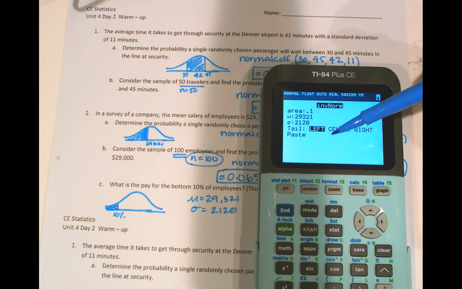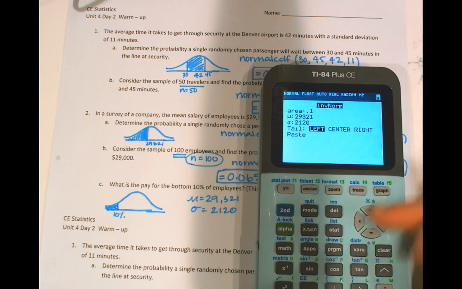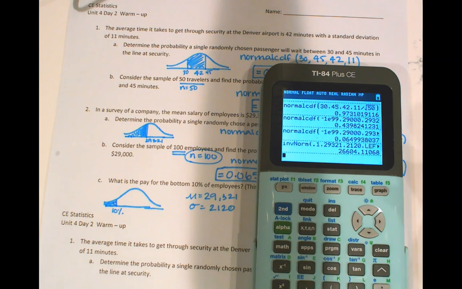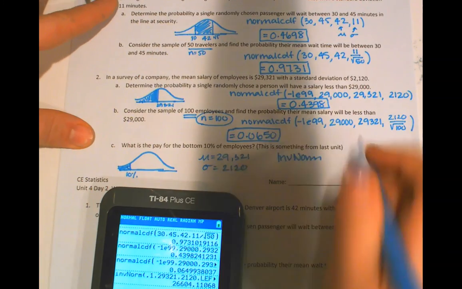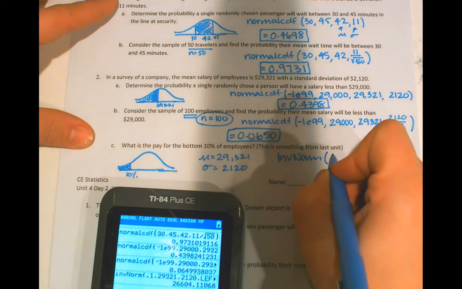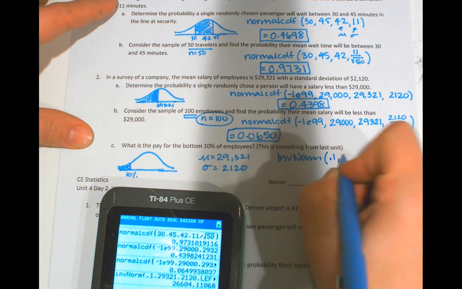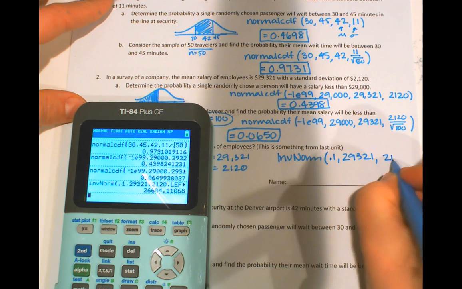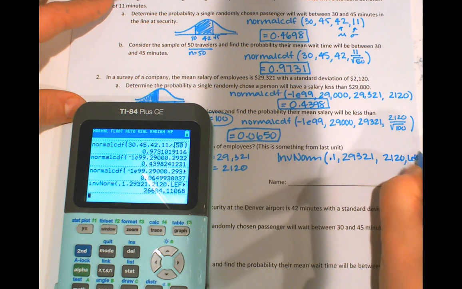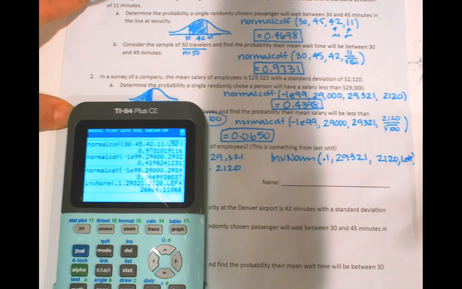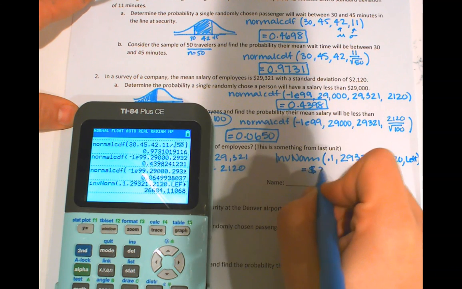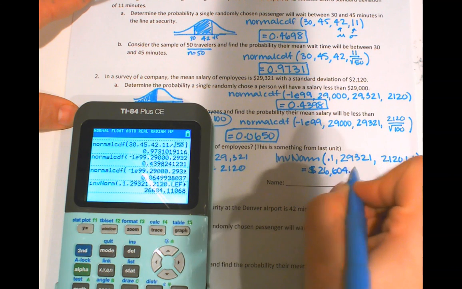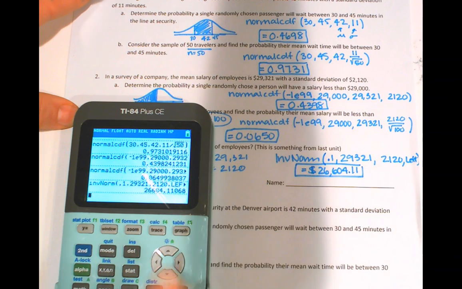We looked at unit 3. Sometimes if your calculator doesn't let you pick right or left, you have to do something else. But they all default to the left end of your graph. So the bottom 10% makes $26,604.11.